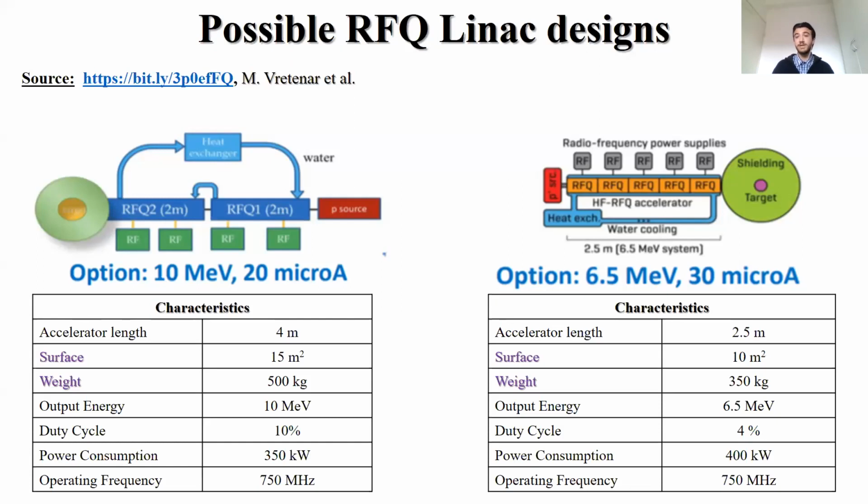While another possible design can be seen on the right-hand side, where we have more RFQs this time, smaller ones, reaching energies of 6.5 MeV with a beam current of 30 microamperes, a duty cycle of 4%, and a length of 2.5 meters. So the question still remains if such a Linac-based system can produce sufficient yields for supplying a medium-sized hospital, and at the same time also be used for injecting to a synchrotron at the same energy range.